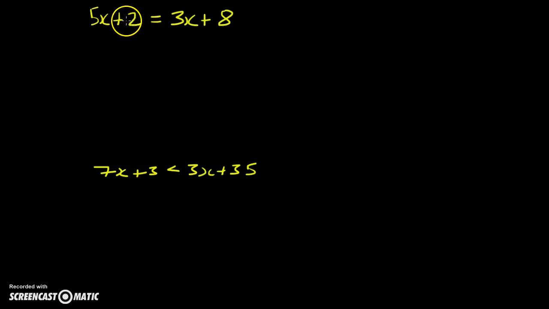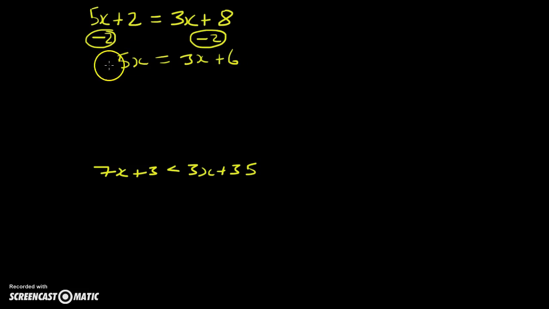Now our overall strategy here, I think the best strategy is to leave x's, say, on the left hand side and numbers on the right hand side. So x on the left hand side, so we've got to get rid of this plus 2. So do the opposite, subtract 2, and we've got to do it from both sides because it's an equation, so it's got to balance. So we get 5x, 2's cancel out, and we get 3x plus 8 subtract 2, that gives us plus 6. So we've got our x's this side.